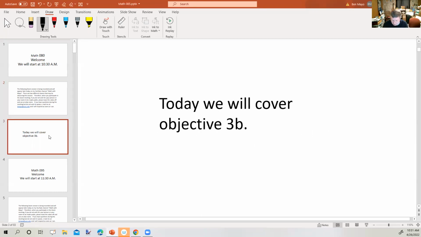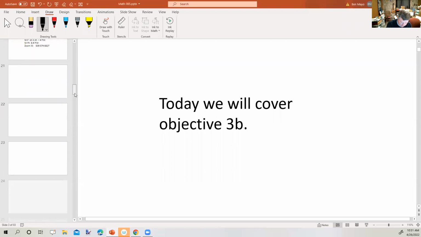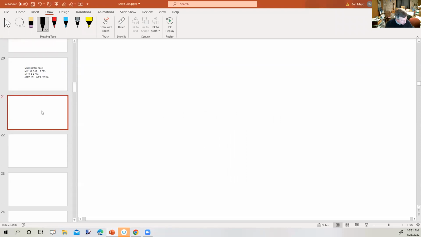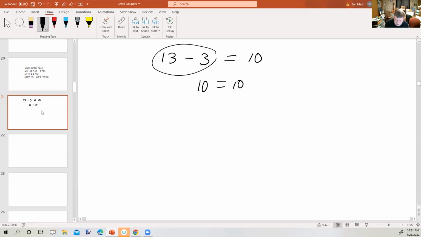All right, today we're going to go on to Objective 3B. So let's go ahead and get started. Suppose we had the following. 13 minus 3 equals 10. Well, 13 minus 3 does equal 10. So we get 10 equals 10. So this is a true statement. And it's also an equation because it has one side equal to another side.